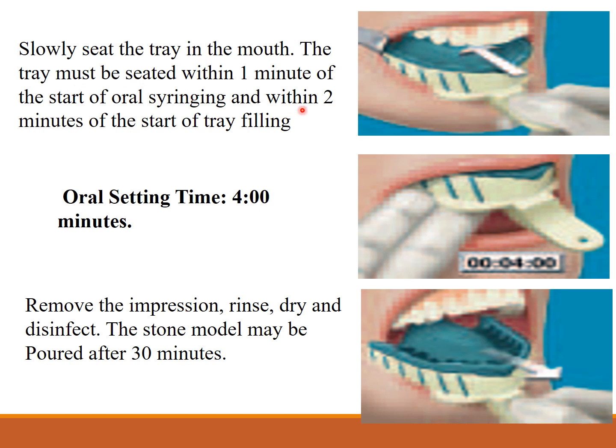The tray must be seated within 1 minute of the start of the oral syringing, within 2 minutes of the start of tray filling. So just place it on time. Oral setting time is 4 minutes. That's important that you have to know. Remove the impression, rinse, dry, and disinfect. The stone model may be poured after 30 minutes.